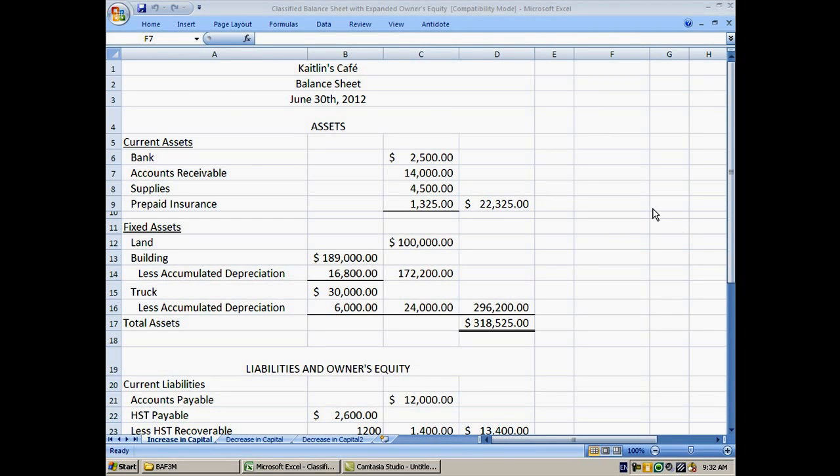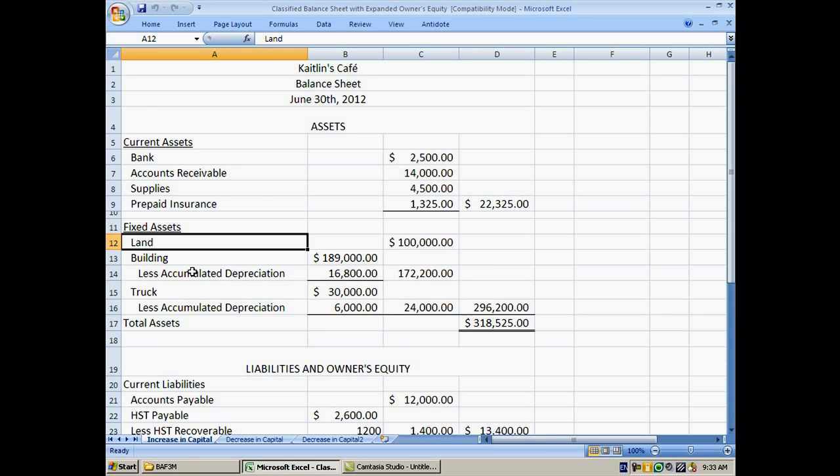So today we're looking at a classified balance sheet that has an expanded fixed asset section as well as an expanded owner's equity section. And we're going to look at three possible scenarios in the owner's equity section. So to start off, there's a current assets section that's listed in the order of liquidity, which is how easily an asset is converted into cash, and all the current assets are to be used within a year.